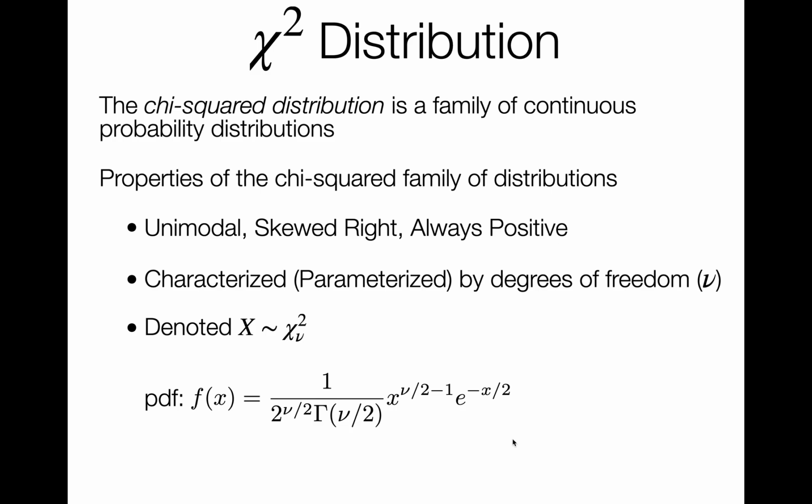Like the normal, it's always going to be unimodal, so it still has one mode, like most other things that we've dealt with so far. But unlike the normal and the t distribution, the chi-square distribution is usually skewed to the right, so the mass of the distribution is on the left side. And it's always positive, so I can't substitute in negative values and get something out. It's always positive.